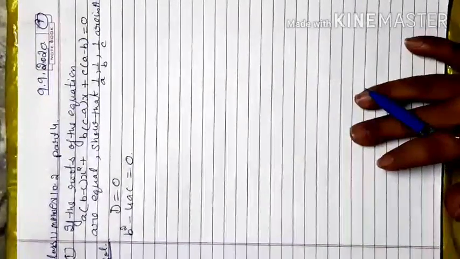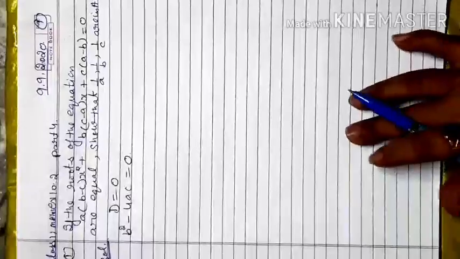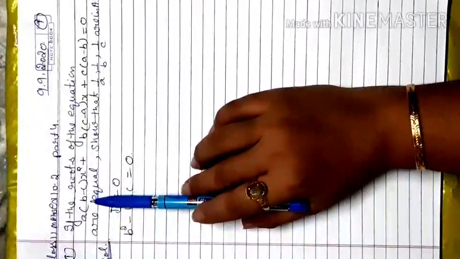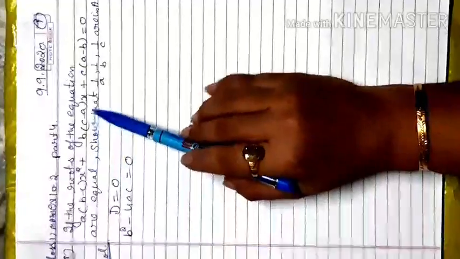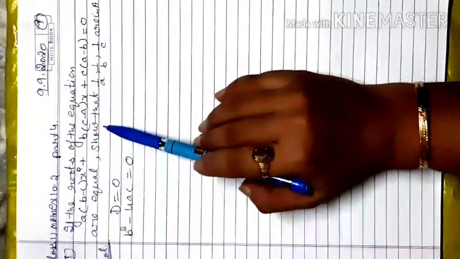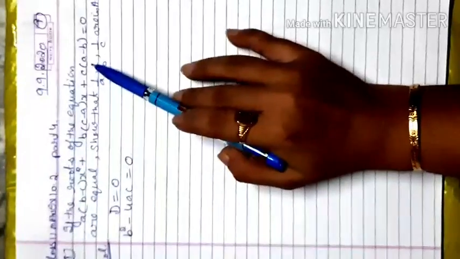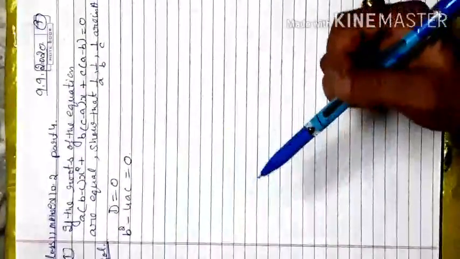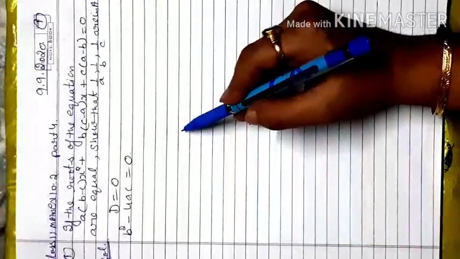So here, the question is: if the roots of the equation (b minus c)x square plus (c minus a)x plus (a minus b) equal to 0 are equal, show that 1 by a, 1 by b, 1 by c are in AP. In this, you have one quadratic equation given and the roots are given.